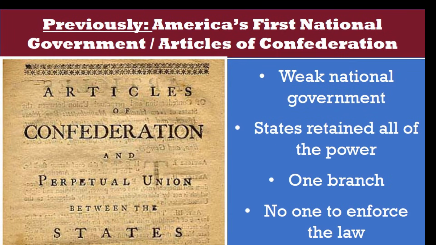America had created a confederation, a government in which the states had all of the power under its first constitution, the Articles of Confederation. In addition to lacking the power to tax, the government had only one branch, a legislature, but no one to enforce the law in the form of an executive branch, and no national court system.